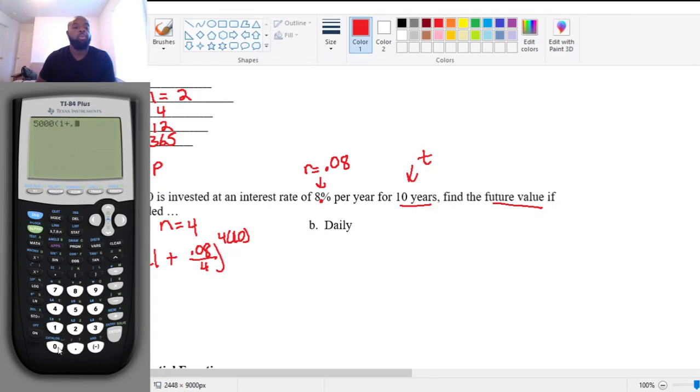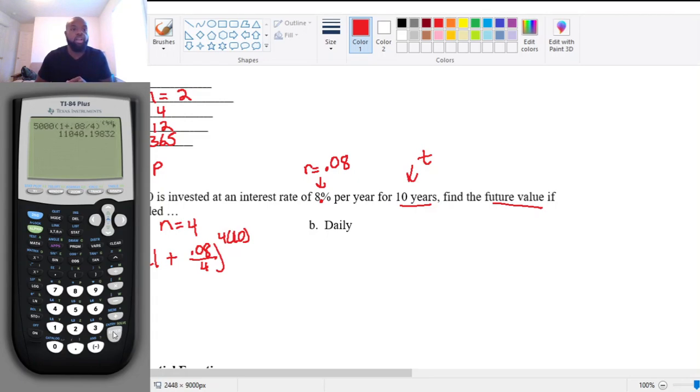1 plus 0.08 divided by 4. And I'm going to raise this now. You got to be careful here. If your calculator doesn't look like this, you need to open with a parenthesis and put your 4 times 10 there. Or you can just put 40. And I'm going to close my parenthesis. Now, I don't need the parenthesis here, but since I want you to be able to do it if your calculator doesn't look like this, sometimes the calculator you have may put this symbol on your calculator. And if you see that, then you definitely need to put that parenthesis around the 4 and times 10.